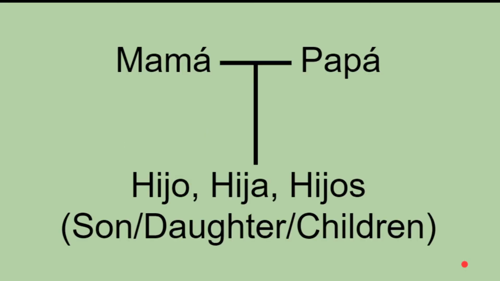Alright, we're going to start off with the word for family, which is familia. Okay, so the parents in Spanish are mamá and papá. The kids are called hijo, hija, and hijos. Hijo is son, hija is daughter, hijos is children. So right away you can see that the only difference between son and daughter in Spanish is an O versus an A. Hijo, hija. Much easier than English, don't you think?